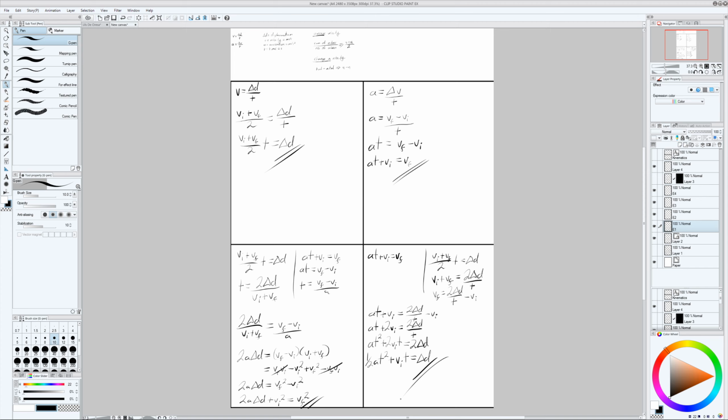So our first equation is for when you don't have acceleration and you're not looking for it. The second equation, and I'm going left to right, top to bottom, is for if you don't have displacement and you're not looking for it. The third equation is for if you don't have time and you're not looking for it. And the final equation is for if you don't have the final velocity and you're not looking for it.